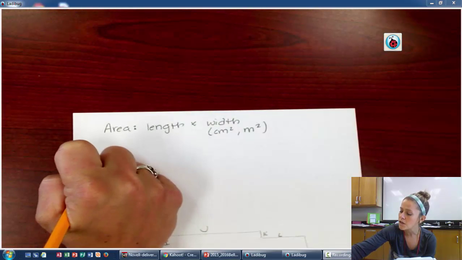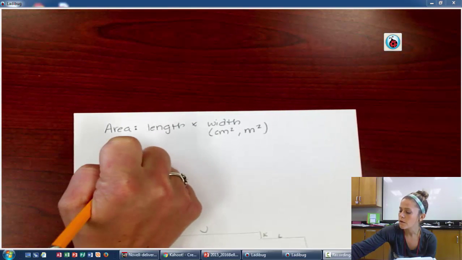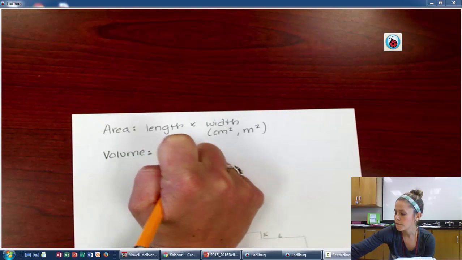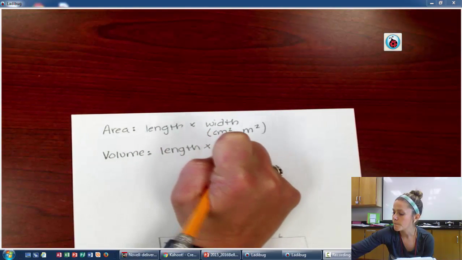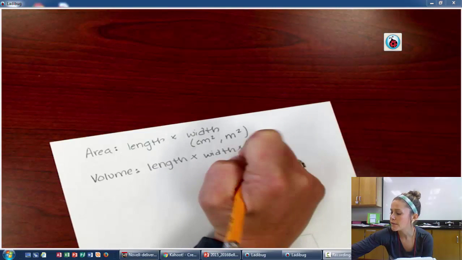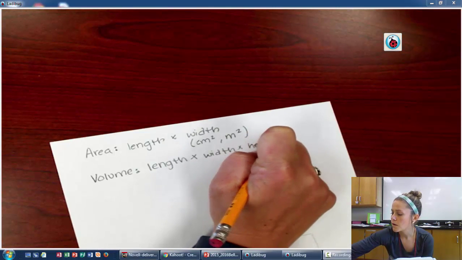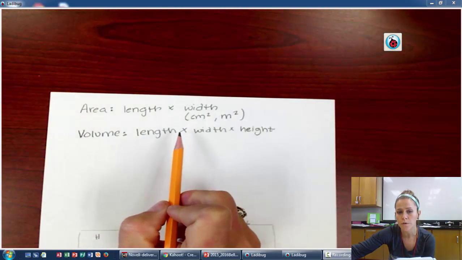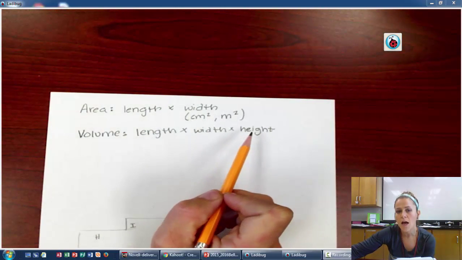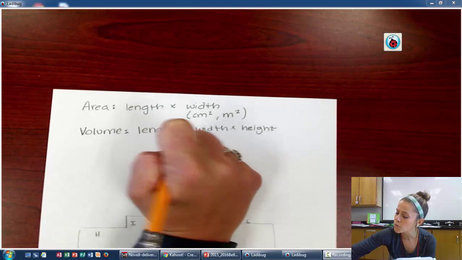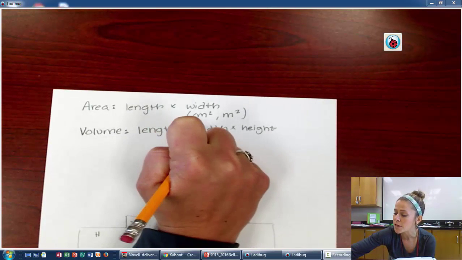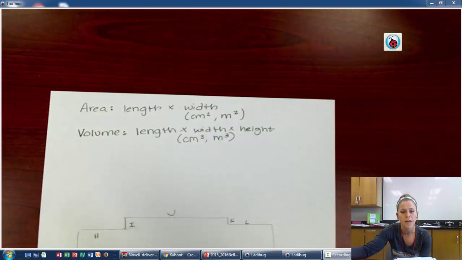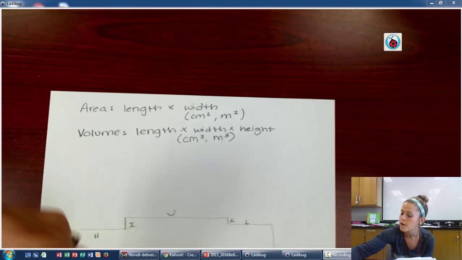You're going to have to find the volume of the classroom, which is length times width times height. Again, we're multiplying, so we would be multiplying 1, 2, 3 units now. So our units would look something like cubic centimeters or cubic meters. So your units should have the cube at the end for volume.